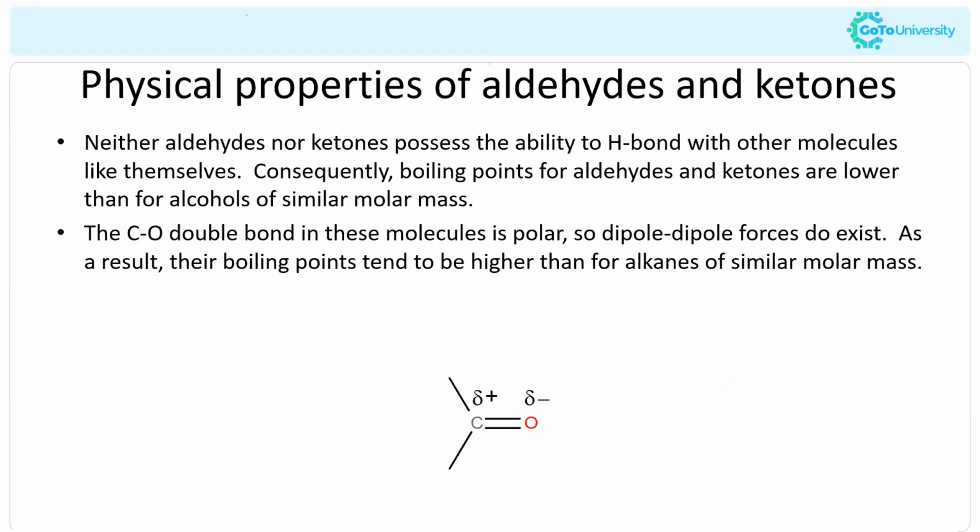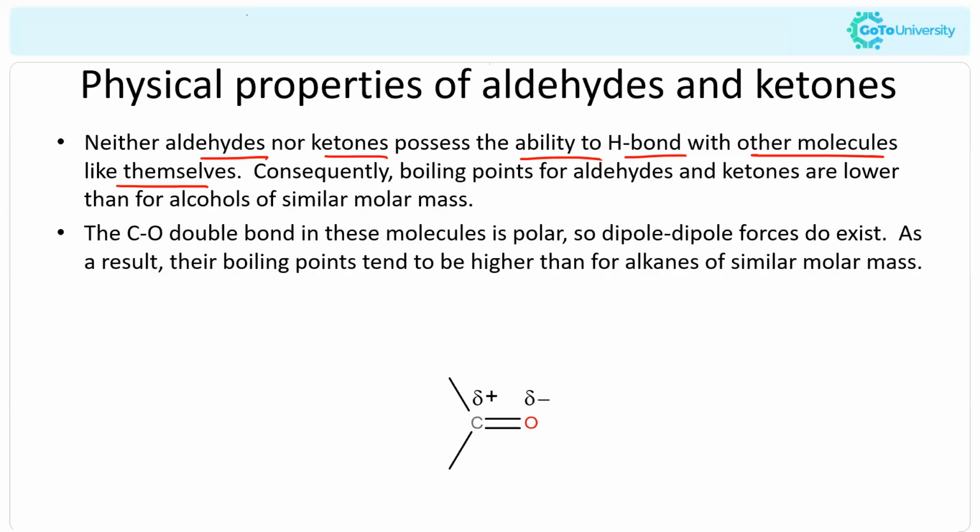Now we are moving to the physical properties of aldehydes and ketones. Usually, neither aldehydes nor ketones possess the ability to form hydrogen bonds with other molecules like themselves. So, as a result, the boiling point of a substance depends completely on the intermolecular interactions, right? If you check the aldehydes and ketones, they are not producing hydrogen bonds.